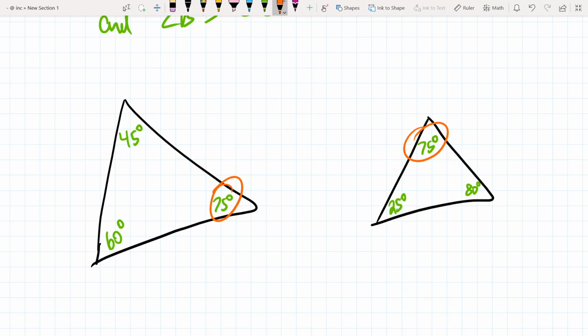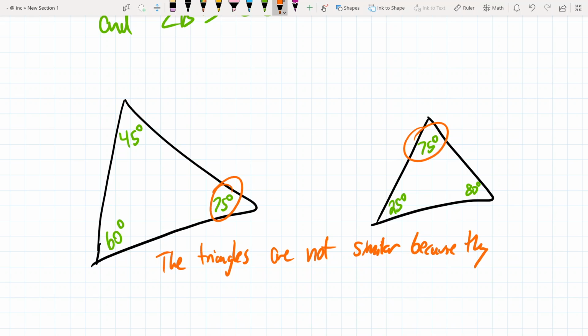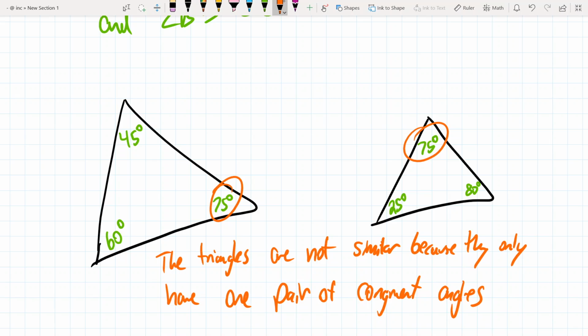So if you had a problem like this, you could say the triangles are not similar because they only have one pair of congruent angles. So that would be an example of how you could show your work for one of them where it ends up being no.